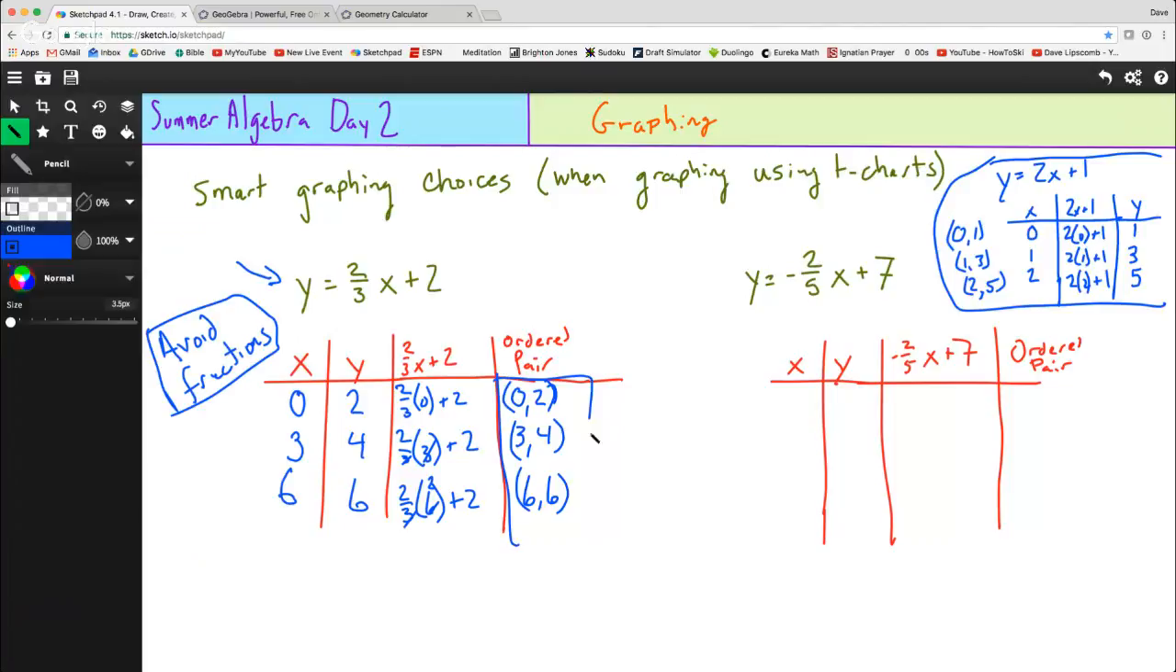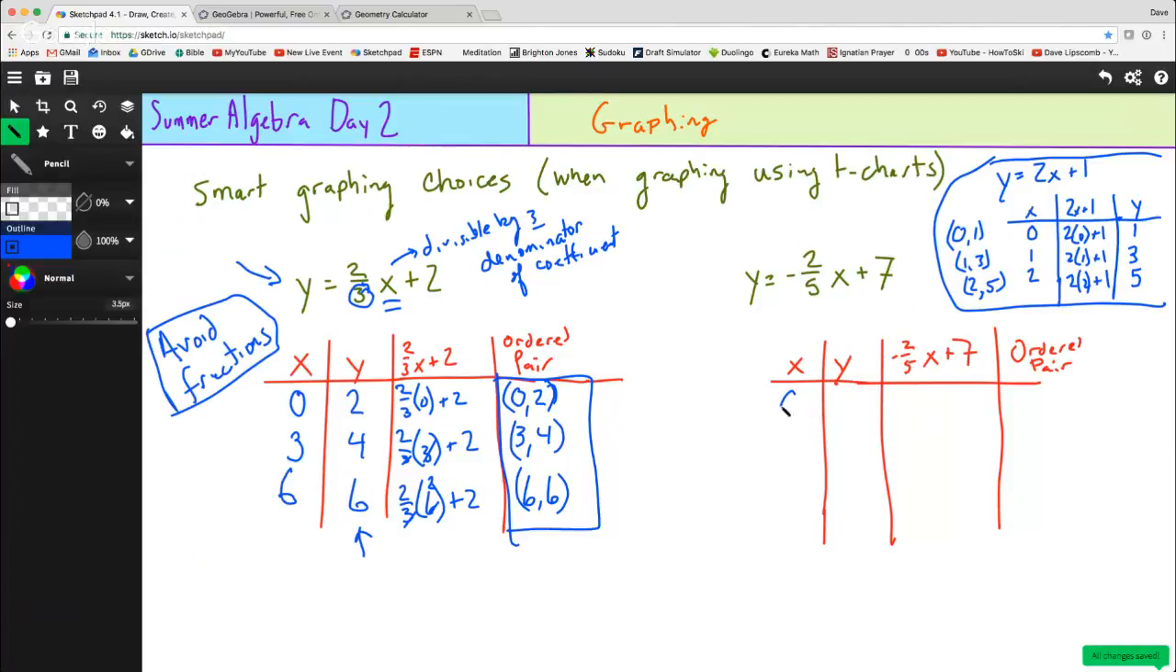Now we're not doing the graphing right here, but the smart graphing choice is starting with x's that are divisible by 3, which is the same thing as the denominator of the coefficient. So the denominator here is 3, so I want all my x's to be divisible by 3, which will give me nice whole numbers for y. So let's do the same thing here, and let's make some good choices.